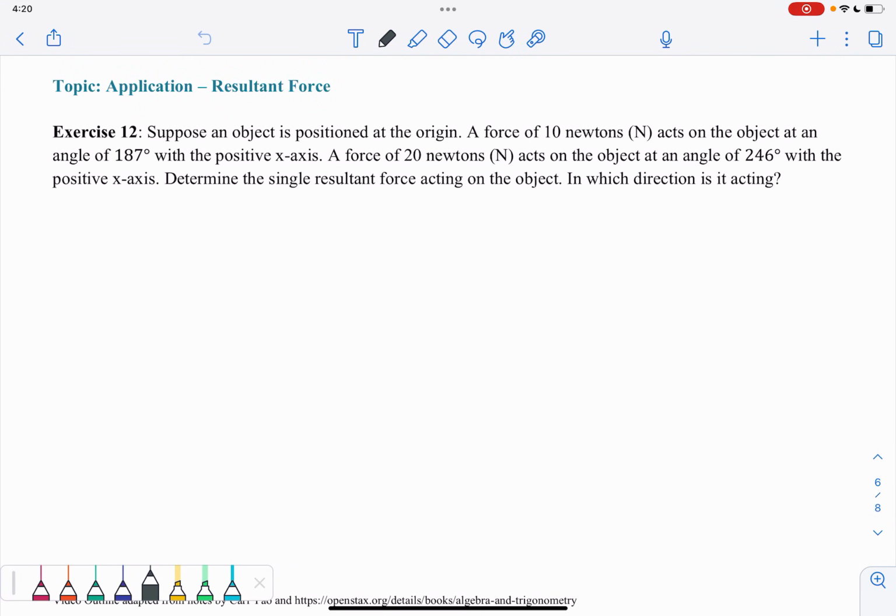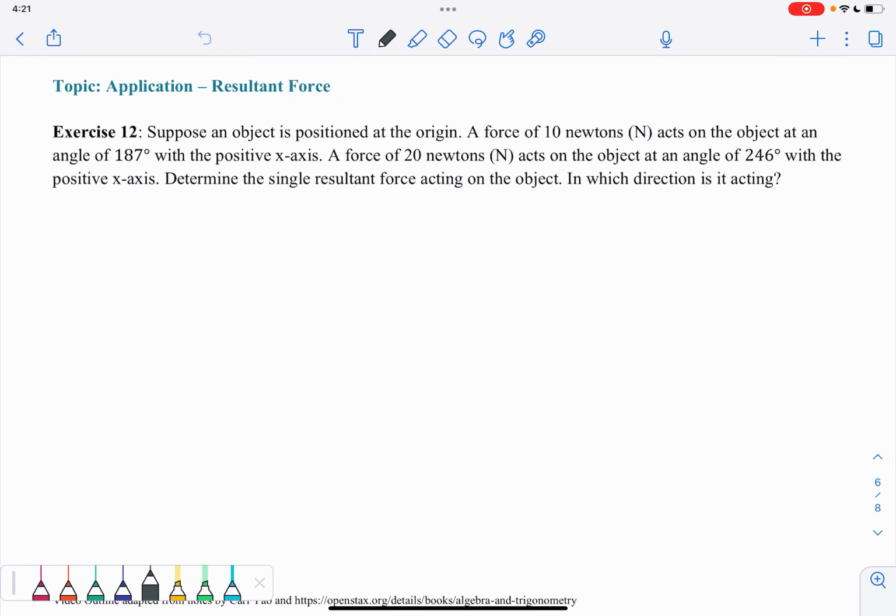Let's look at an application where we're going to use the trig values to write component forms of vectors. Exercise 12. Suppose an object is positioned at the origin. A force of 10 newtons acts on the object at an angle of 187 degrees with the positive x-axis. A force of 20 newtons acts on the object at an angle of 246 degrees with the positive x-axis. Determine the single resultant force acting on the object. In which direction is it acting?